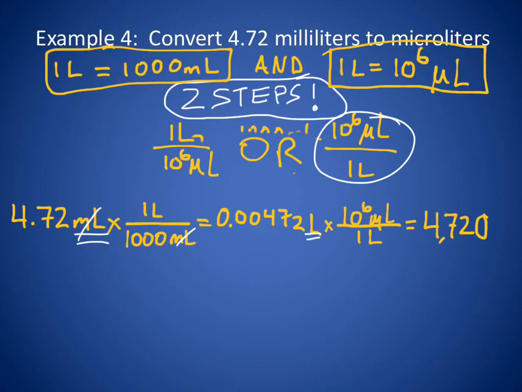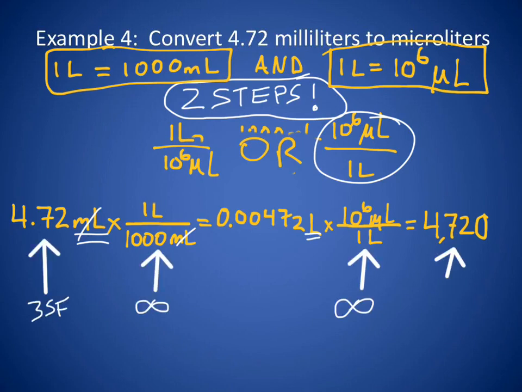Now, let's take a look at sig figs. That one's got 3. Both of my conversions have infinite, because they're definitions. It's the definition of a microliter and a milliliter and a liter. So how many should my answer have? 3. Does it? Yes, it does. So it already has the correct number of sig figs as long as I don't add any decimals or anything. Last thing for units, liters cancel. So I have microliters. Questions?